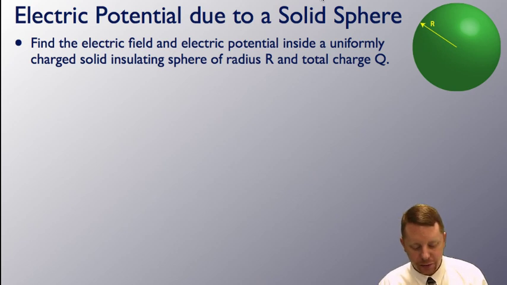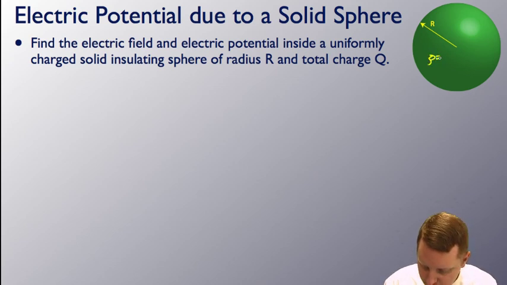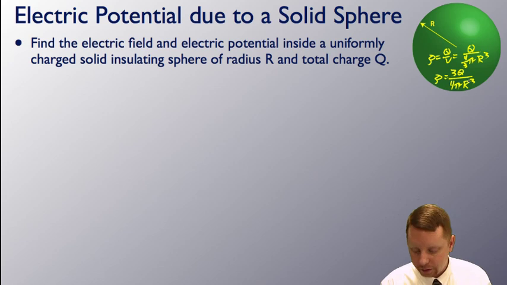Find the electric field and electric potential inside a uniformly charged, solid insulating sphere of radius R and total charge Q. Well, if this is a solid sphere, we're going to start off by taking a look at the volume charge density. Volume charge density, rho, is total charge over the volume, which is Q over the volume of a sphere, 4/3 pi R cubed. Or we could say that rho is 3Q over 4 pi R cubed. There's our volume charge density.